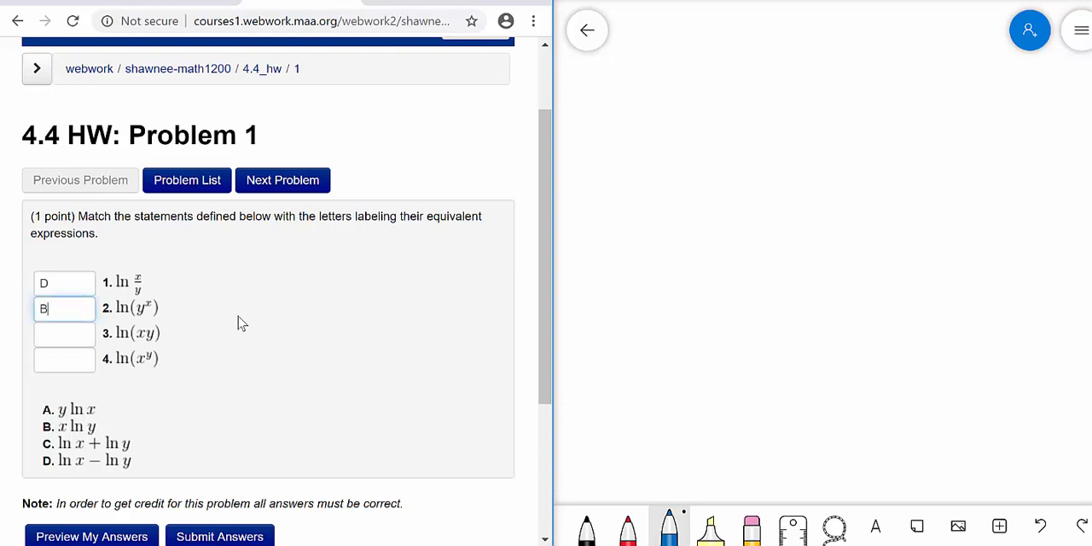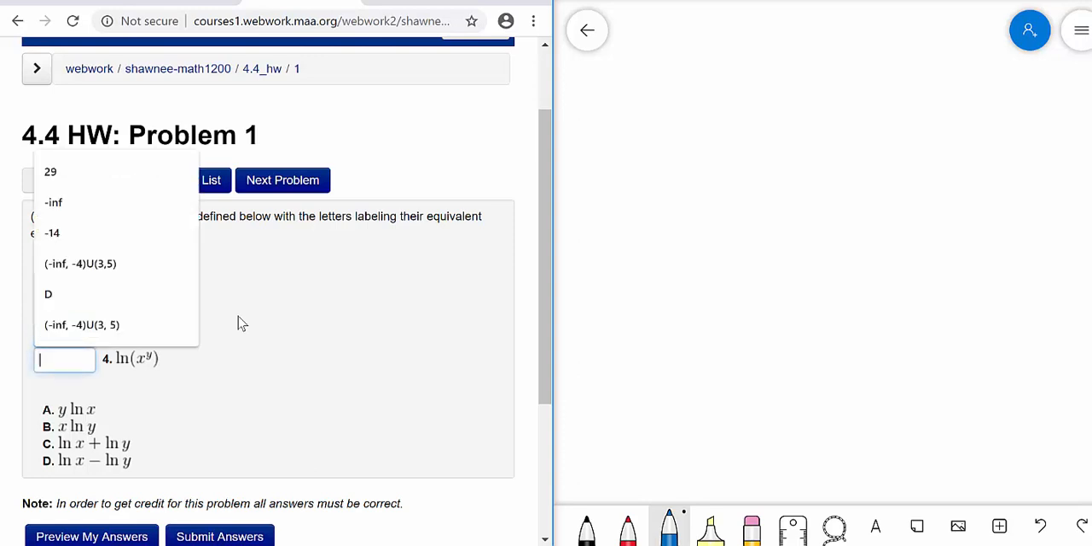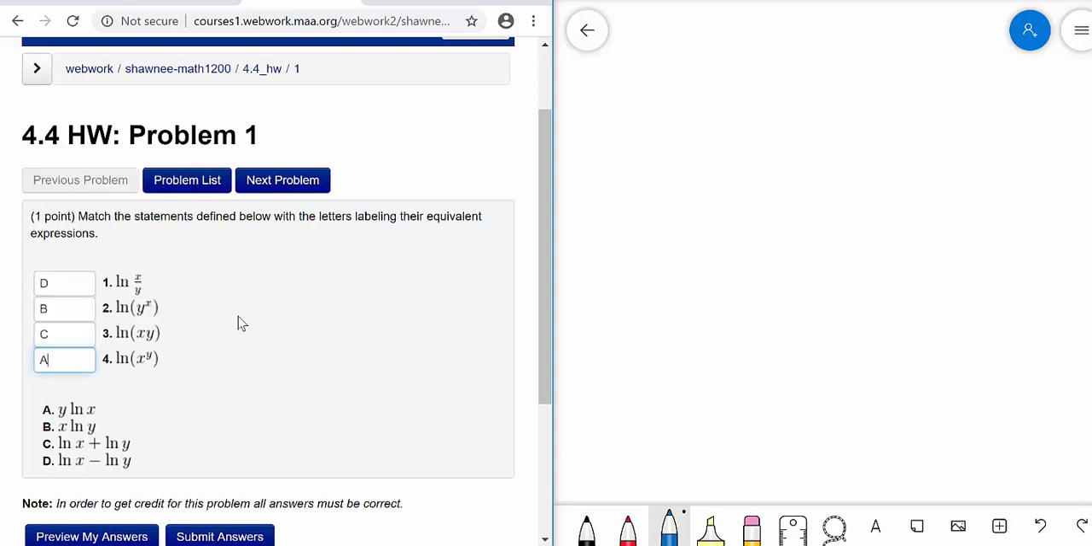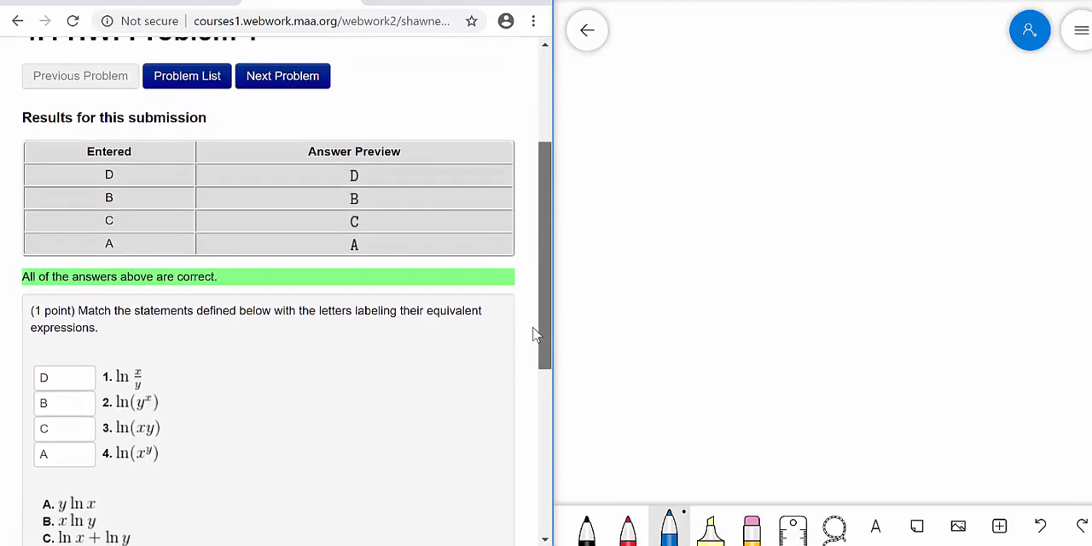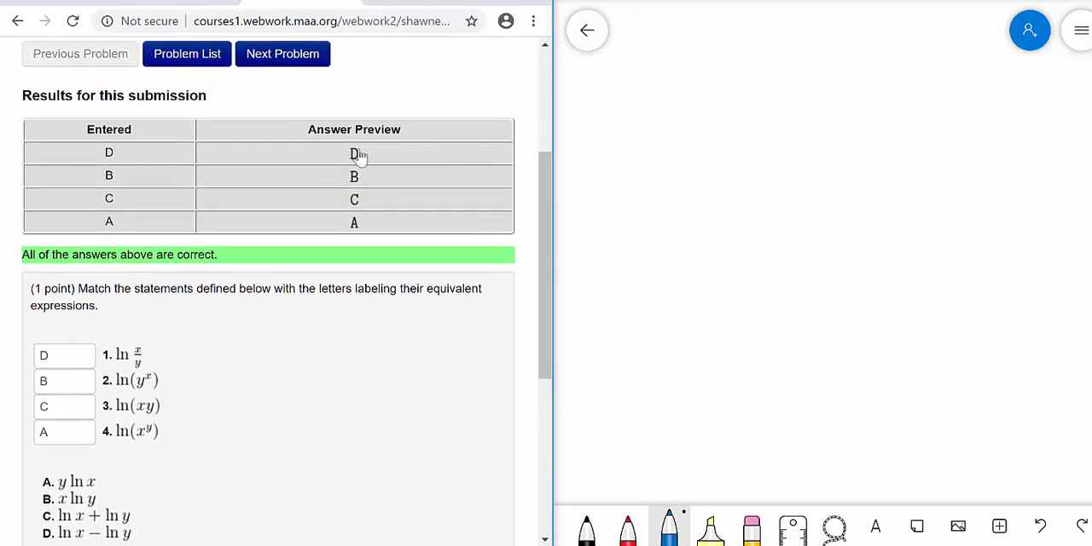For number three, the natural log of x times y, we have a product inside the log, so we can break this up as the sum of two logs. So this will be the natural log of x plus the natural log of y, which is answer C. By process of elimination, the natural log of x to the y is option A, but we see that again, that y is the exponent on the base x this time, so we can take the y out and make it y times the natural log of x. So this is just an introductory problem using the laws of logarithms. Let's move on to problem number two.